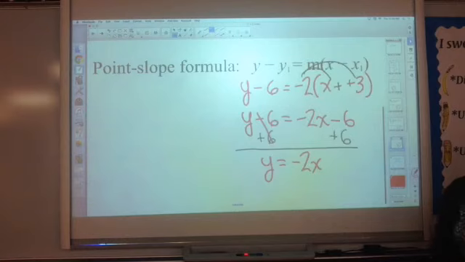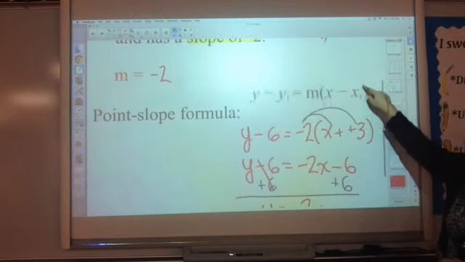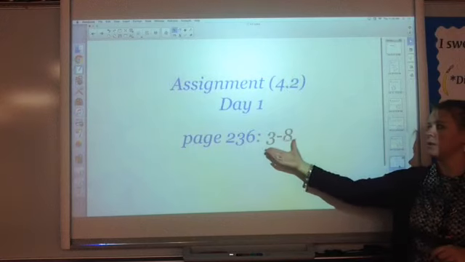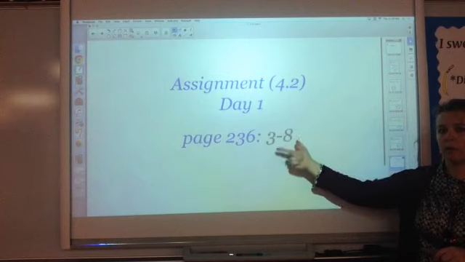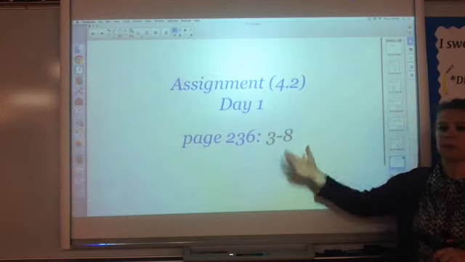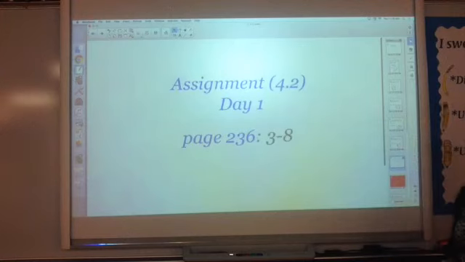But lucky today, your assignment, you do not have to graph them. What you have to do is the point-slope formula over and over and over. On page 236, 3 through 8, that's 6 problems. 3, 4, 5, 6, 7, 8. You have to do 6 problems of plugging them in. Make sure you check the odds in the back of the book to know that you're on the right track. And that's it.